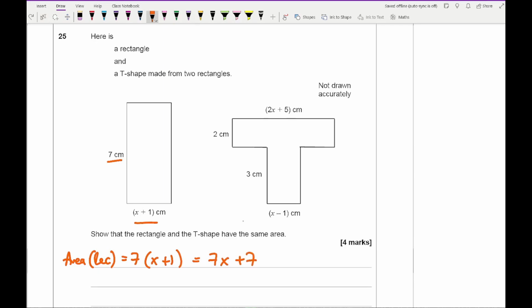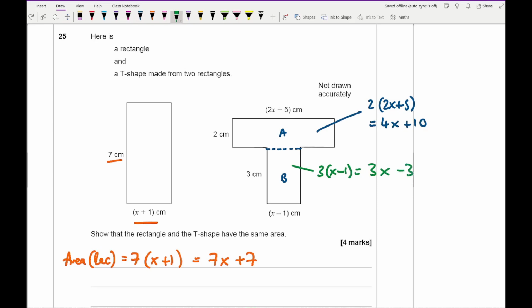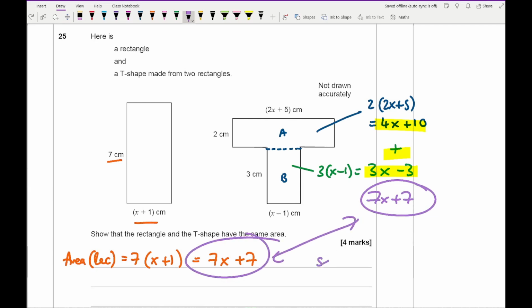Now to work out the area of the T-shape, if I split the T-shape in half and label this A and B, the area of A is going to be 2 lots of 2x plus 5, which is 4x plus 10. Then I work out B, which is 3 lots of x minus 1, which is 3x minus 3. If I add these 2 things together, I get an answer of 7x plus 7. And as you can see, these 2 things are the same.